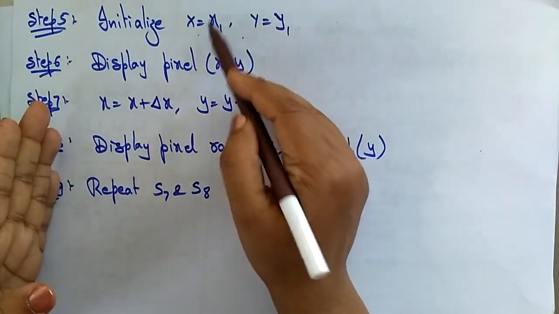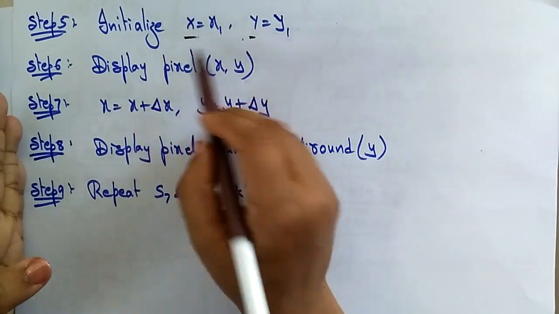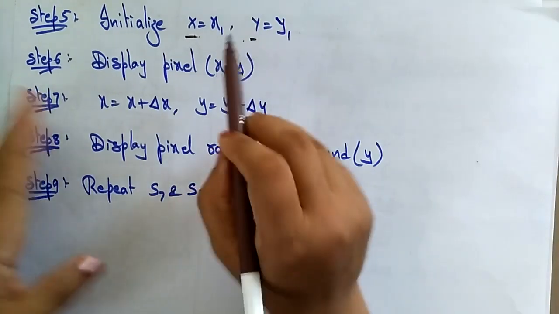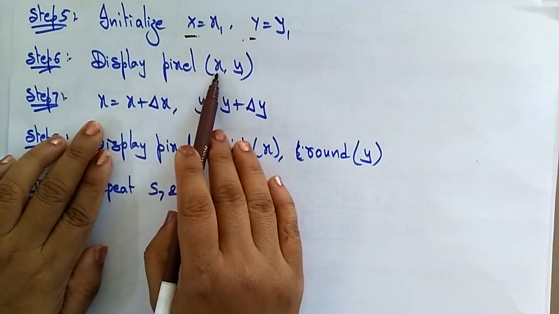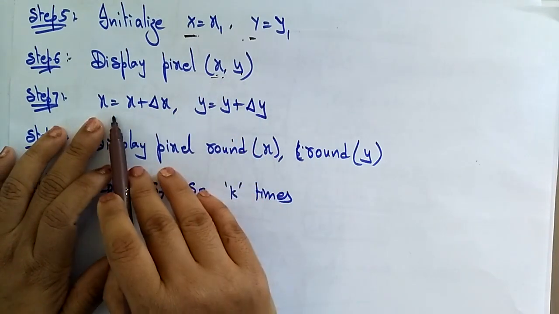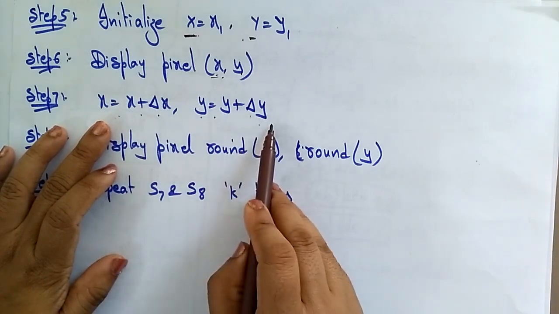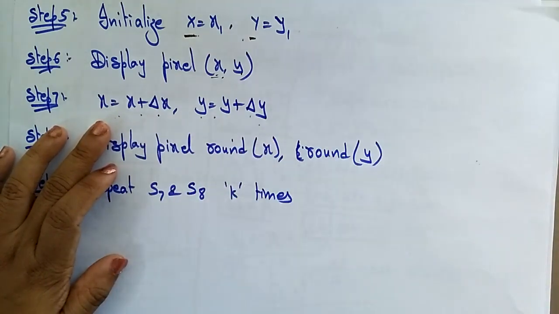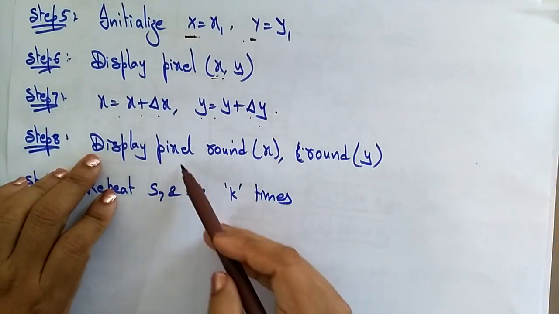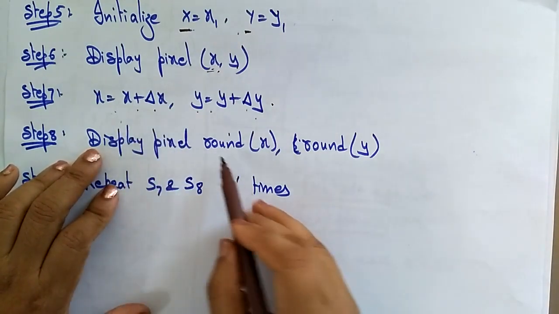Whatever values you got should be initialized as the new coordinates. Then display those coordinates x comma y. After that, x is equal to x plus delta x and y is equal to y plus delta y, which you have to calculate. The increment gives you the next coordinates. Then display pixels, where the values you get have to be rounded off.